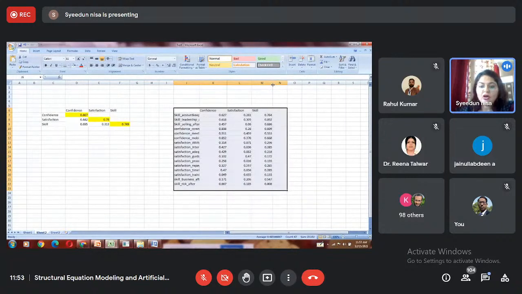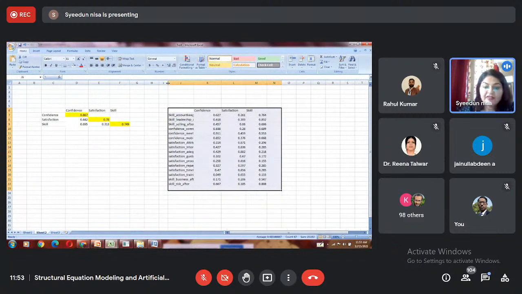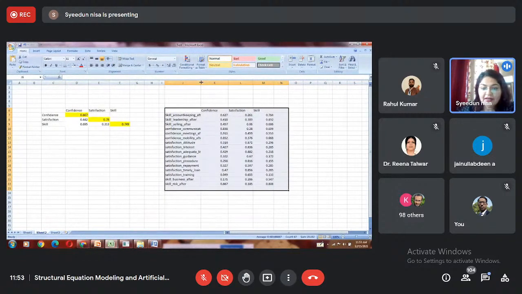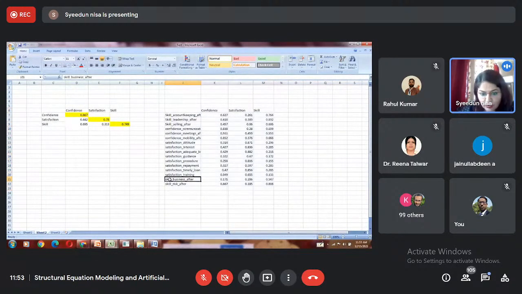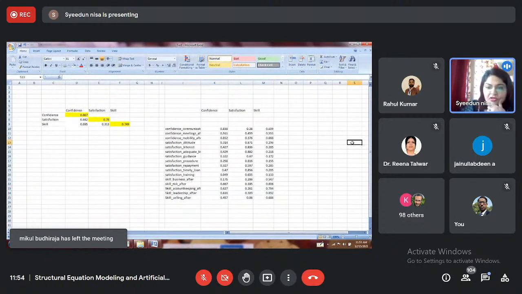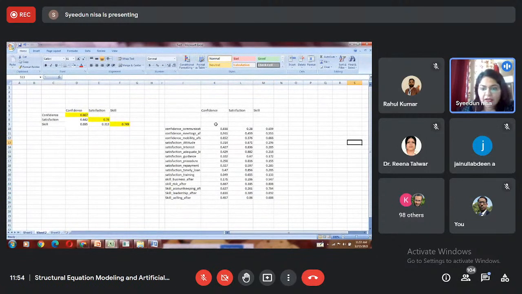It says that your construct should be different from other constructs. For example, if I am measuring something under skill, it should be different from confidence, and confidence should be different from satisfaction. So skill I'll keep all together. Okay, so this is the loading.